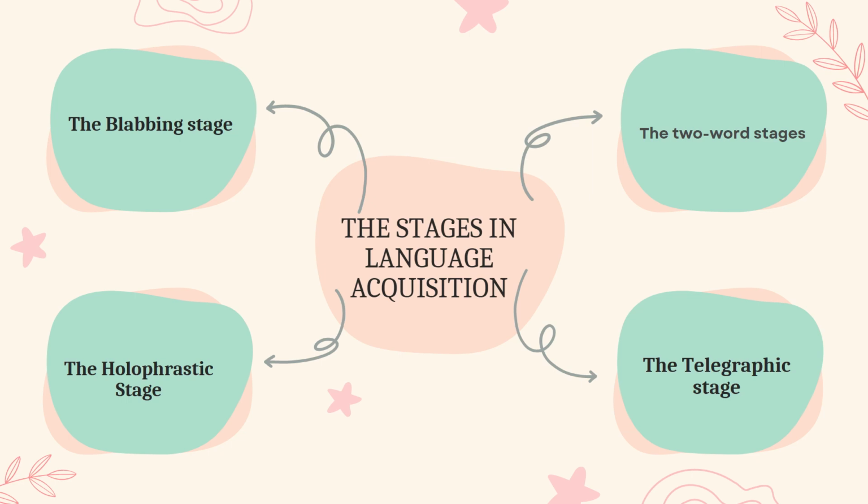And then there are 4 major stages of language acquisition. They are the babbling stage, the holophrastic stage, the two-word stage, and the telegraphic stage. These stages are capable of being broken down into smaller stages. They include pre-production, early production, speech emergence, beginning fluency, and advanced fluency.